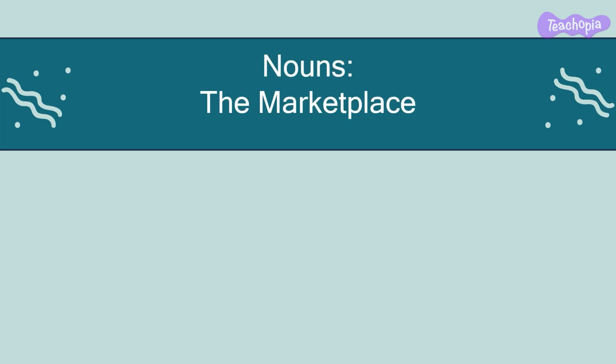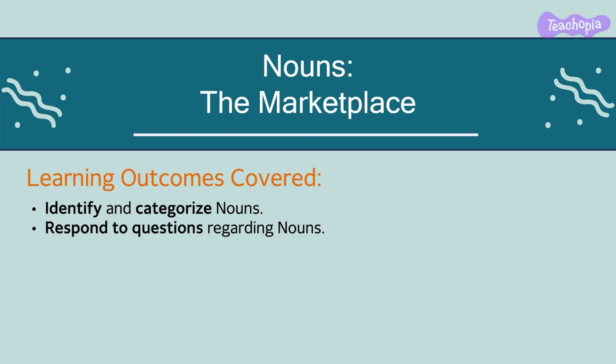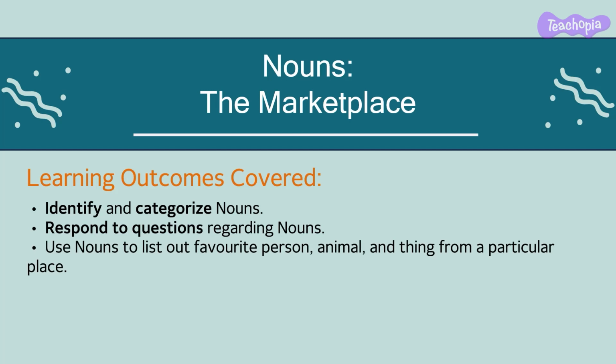Well, without further ado, let's begin with nouns. To learn nouns, we will use an activity called the marketplace. Using this activity, we can cover the following learning outcomes. We can identify and categorize nouns, respond to questions regarding nouns, use nouns to list out favorite persons, animals, and things from those regions and places.